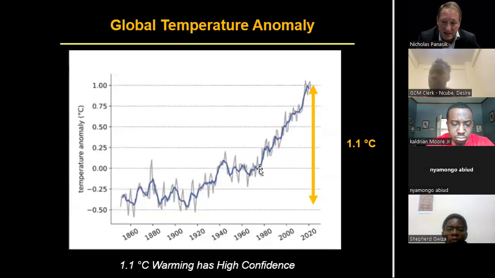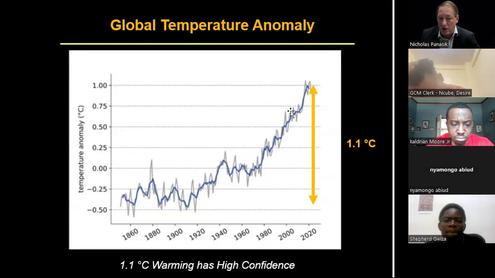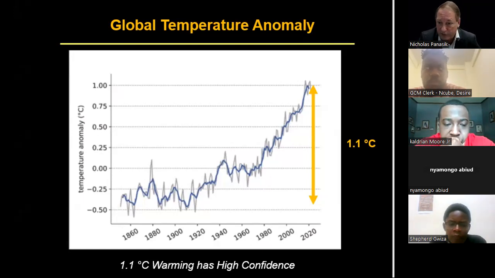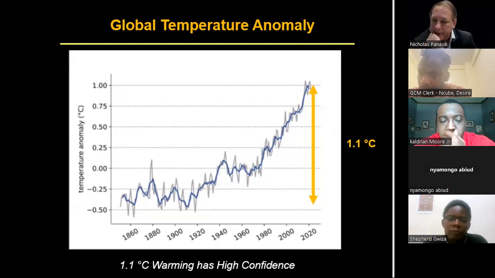And so this gives us a pretty high confidence measurement of what the temperature anomaly is globally, because we have so many different groups coming up with the same data, adjusting it a variety of different ways to come up with this. But so, do you find this data convincing?